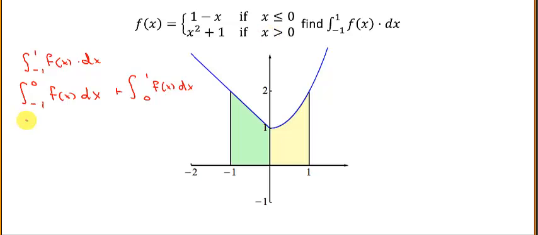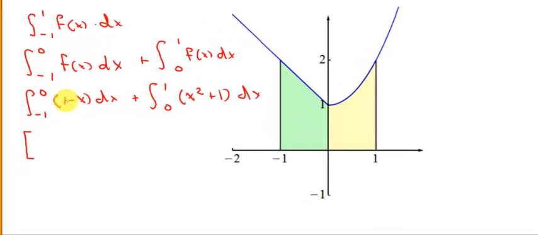And of course, this is the integral from -1 to 0 of 1 minus x, plus the integral from 0 to 1 of x squared plus 1. Because on the interval from -1 to 0, we follow the rule 1 minus x for this function. For this function, from 0 to 1, we follow the rule x squared plus 1. So now let's calculate each of these. Each of these I can calculate using the fundamental theorem of calculus.